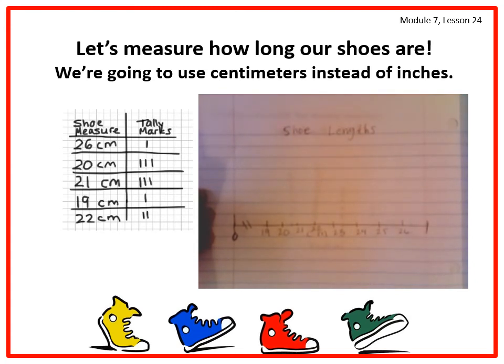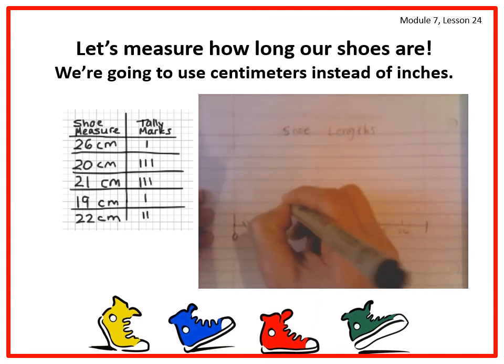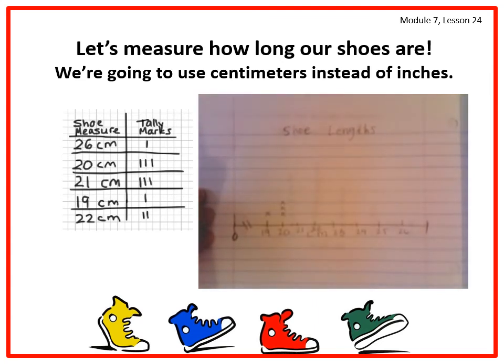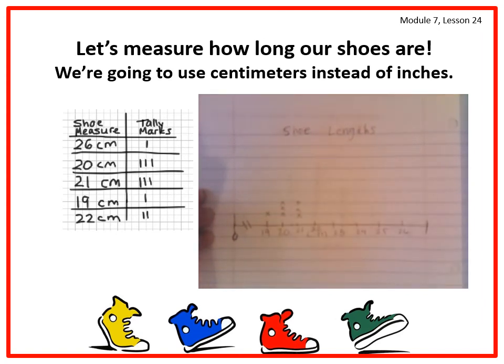It is up to you. You can start at 26 or you can start at 19, whichever one you prefer to do. I'm going to start at 19. Okay, so I'm going to do 19. How many tallies do we have for 19? Just one. How many tallies do we have for 20? We have 3, so we make 3 X's. For 21, we also have 3. 1, 2, and 3. For 22, we have 0.